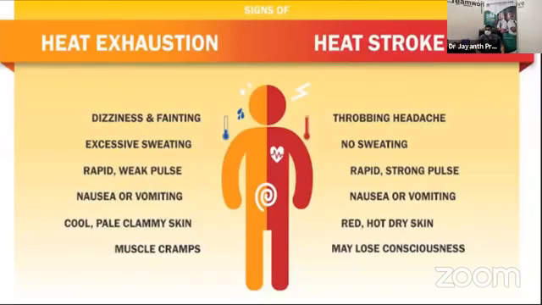In heat exhaustion, the child has cold, pale, clammy skin, whereas in heat stroke, the skin is red, hot, and dry. The child also experiences muscle cramps in heat exhaustion, and in heat stroke, the child may experience muscle cramps along with a more severe throbbing headache, and may also lose consciousness.